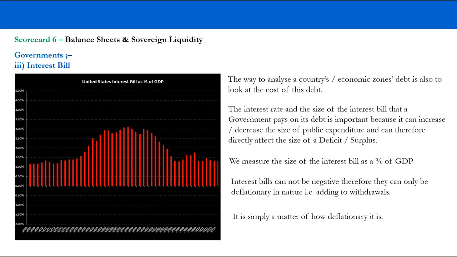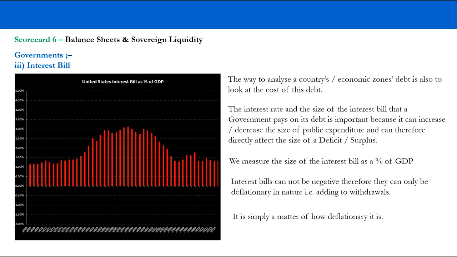So why do we look at the interest bill? Well, the way to analyze a country's or economic zone's debt is also to look at the cost of the debt. And the interest rate and the size of the interest bill that a government pays on its debt is important, because it can increase or decrease the size of public expenditure and can therefore directly affect the size of a deficit or surplus. So what we do is we measure the size of the interest bill as a percentage of GDP.